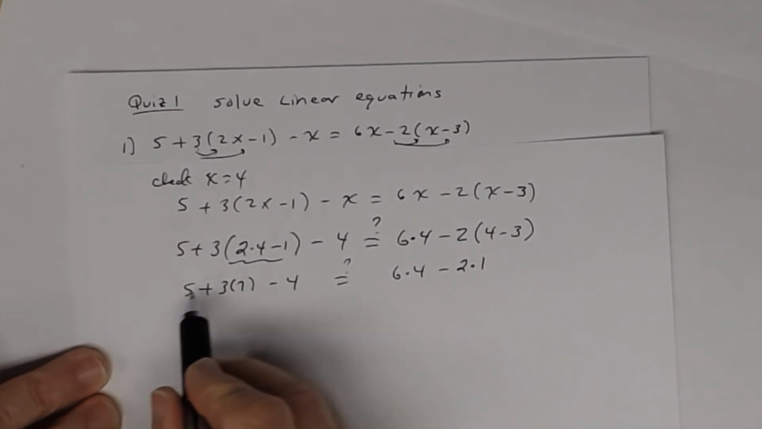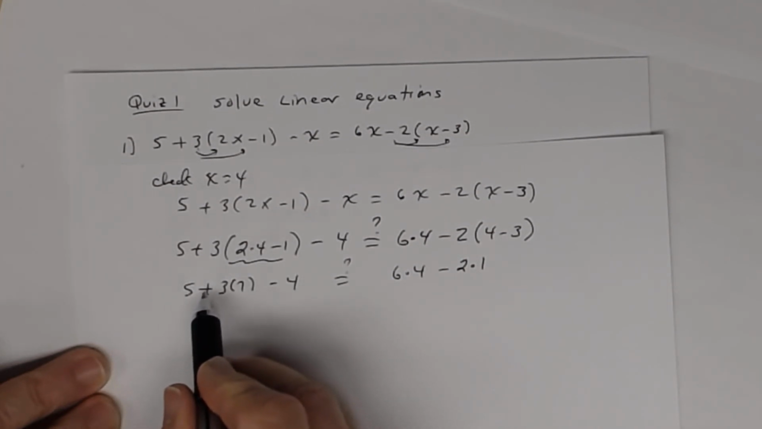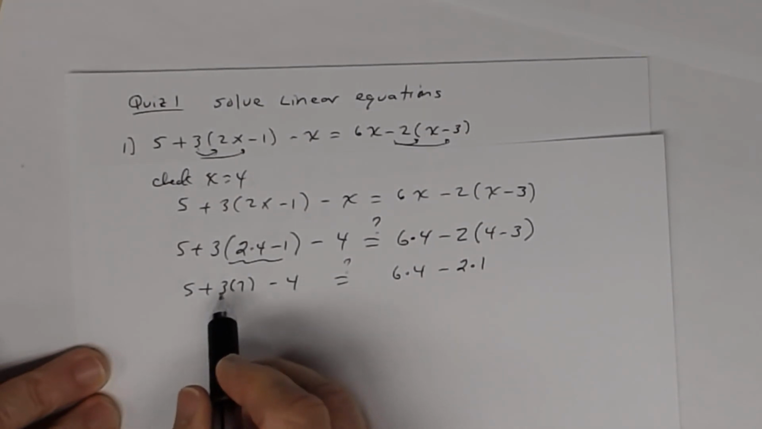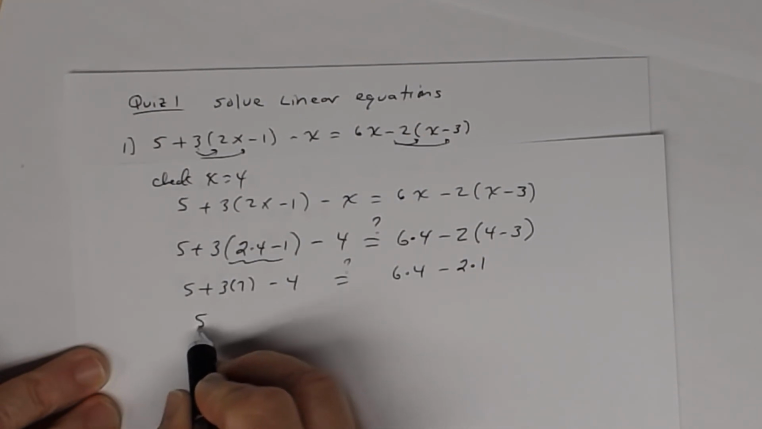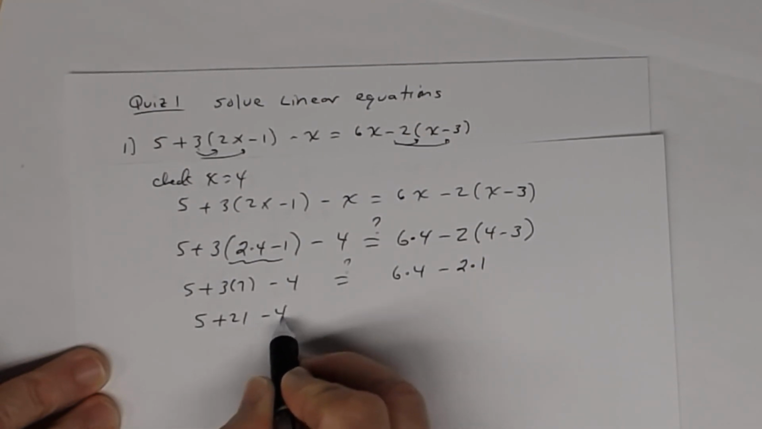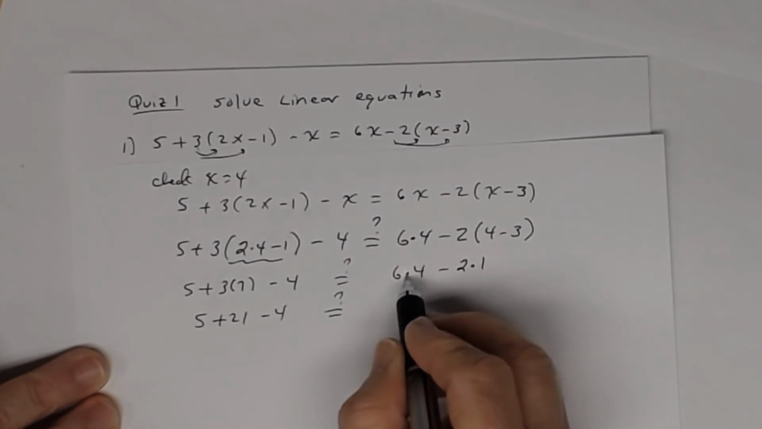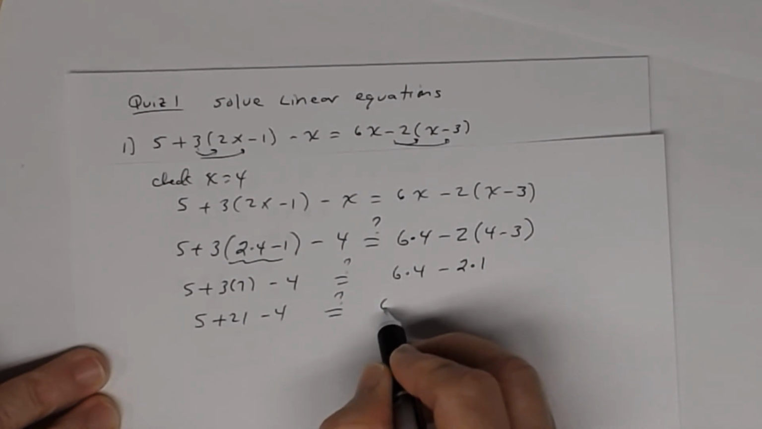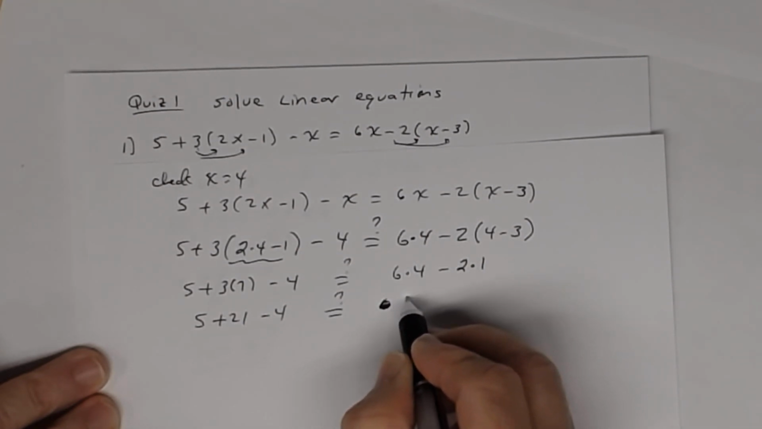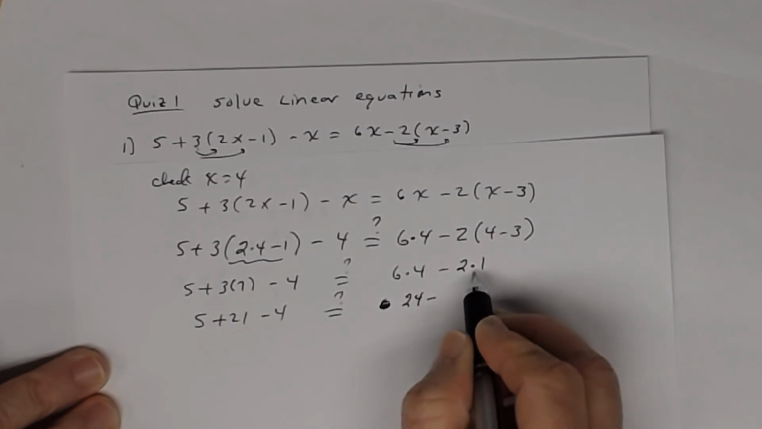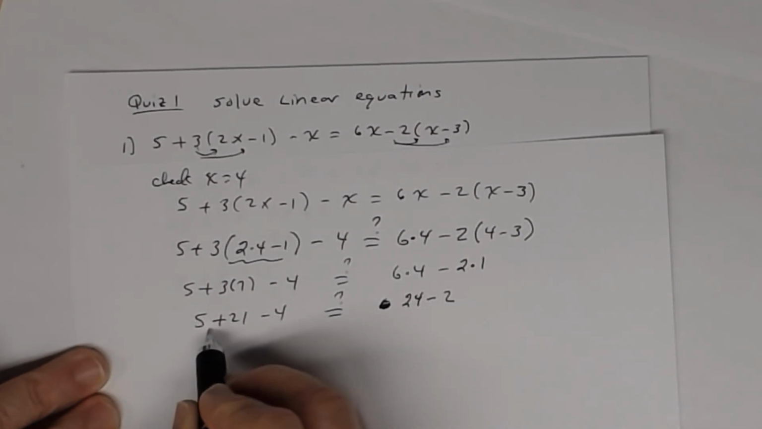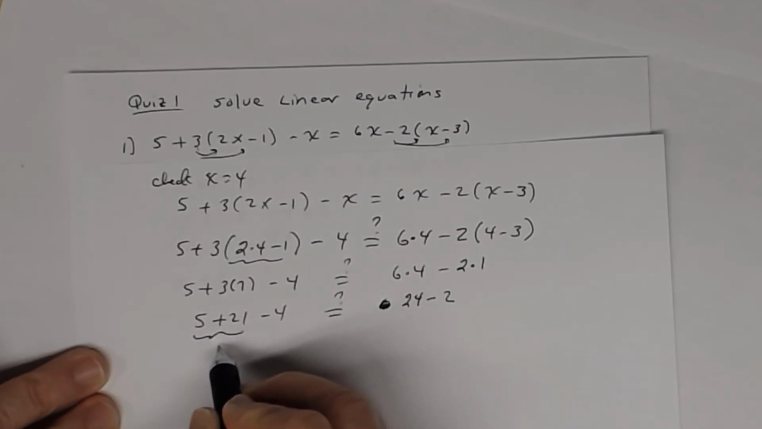And then notice on the left side, I have multiplication and then addition, subtraction. So I'm going to do multiplication first, the order of operations. So 5 plus 21 minus 4, and I want to see if that's going to equal. And on this side, I have multiplication, multiplication, subtraction. So I'm going to do multiplication from left to right. So 6 times 4 is 24, minus, and then 2 times 1 is 2. All right, so let's add and subtract from left to right on this side.